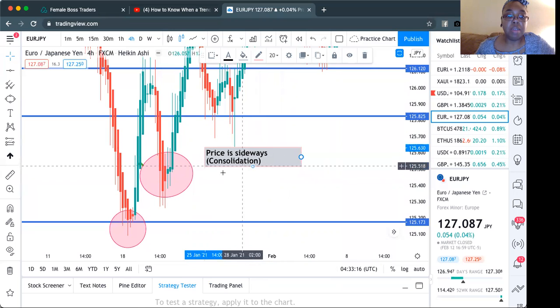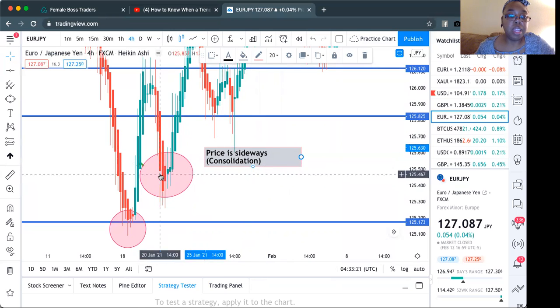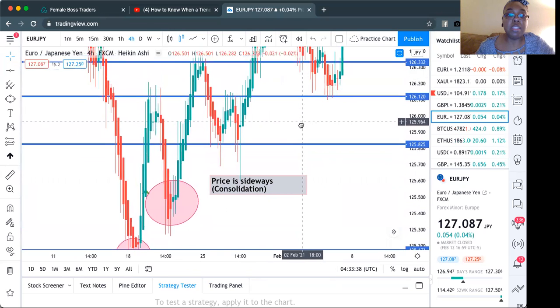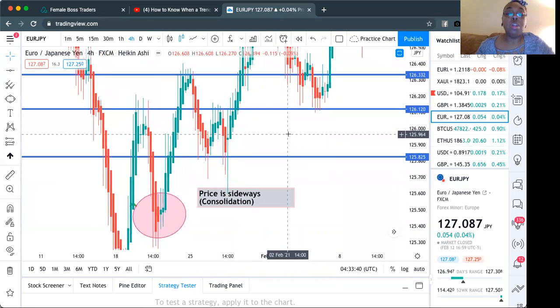So price is sideways consolidation. Just right in here at sideways. That's how you would know that the market is about to shift, to transition over to a different trend. The sellers had it for a moment, and now the buyers are about to take over. This is how you know when a trend is about to end.